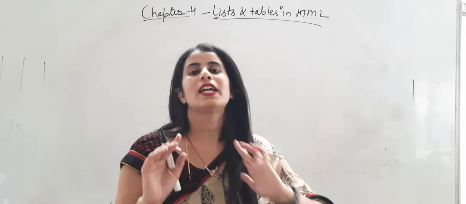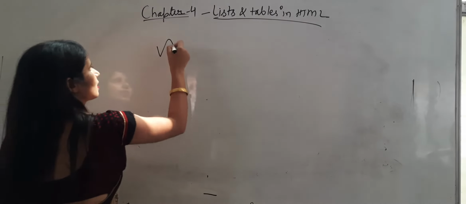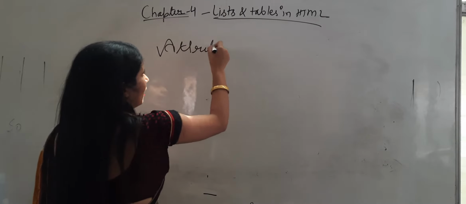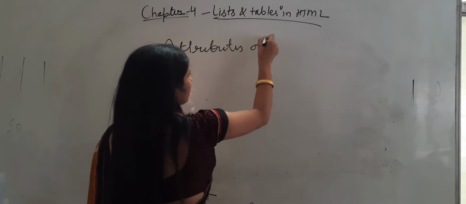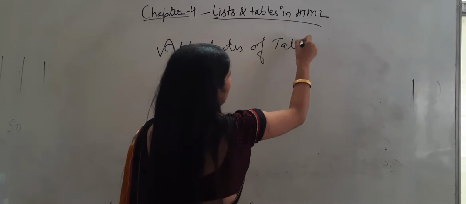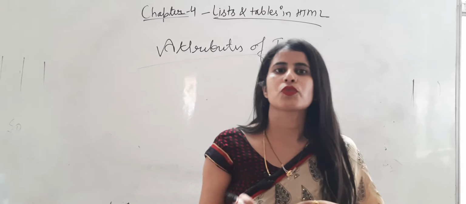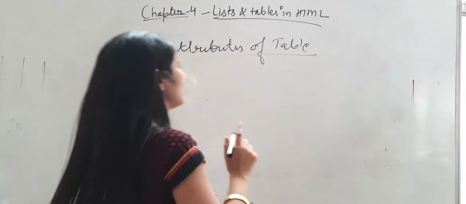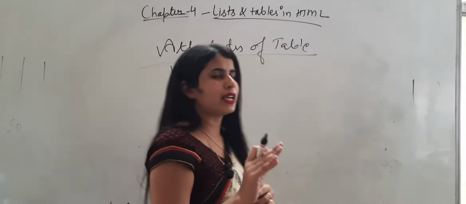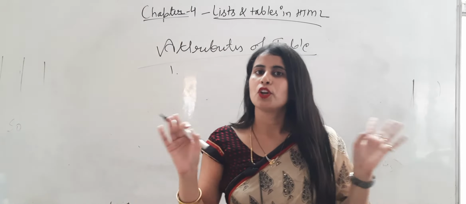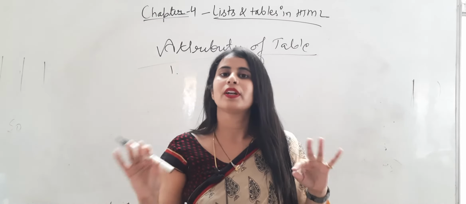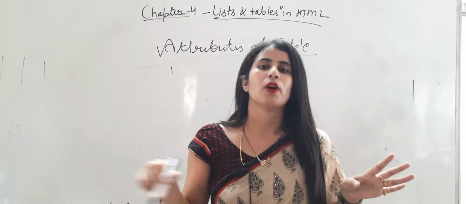Now what are the attributes of the table? Here we will discuss the attributes of table, which we had already discussed in the previous video. The first one is border. Border defines which type of border you want to apply to your table. If border is 0, there is no border there.